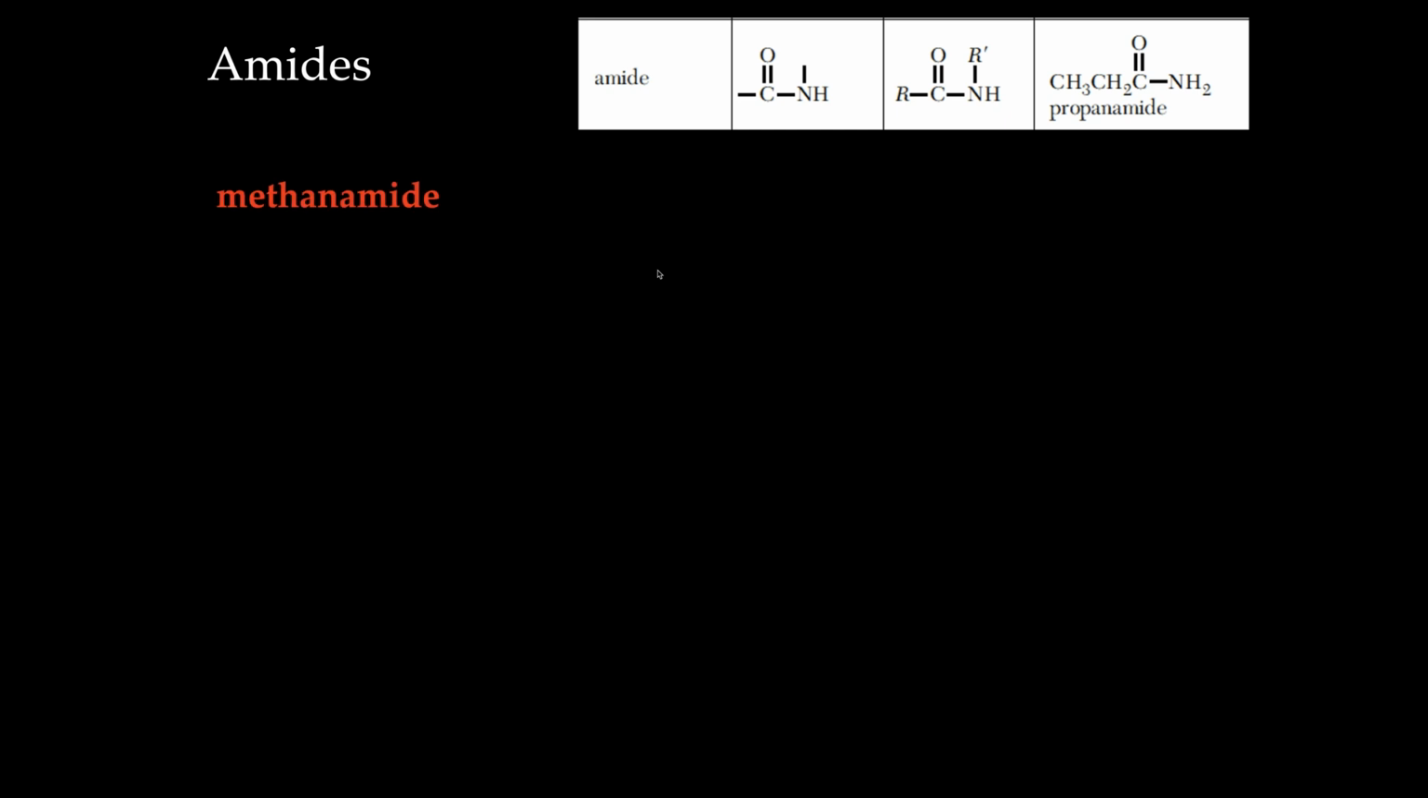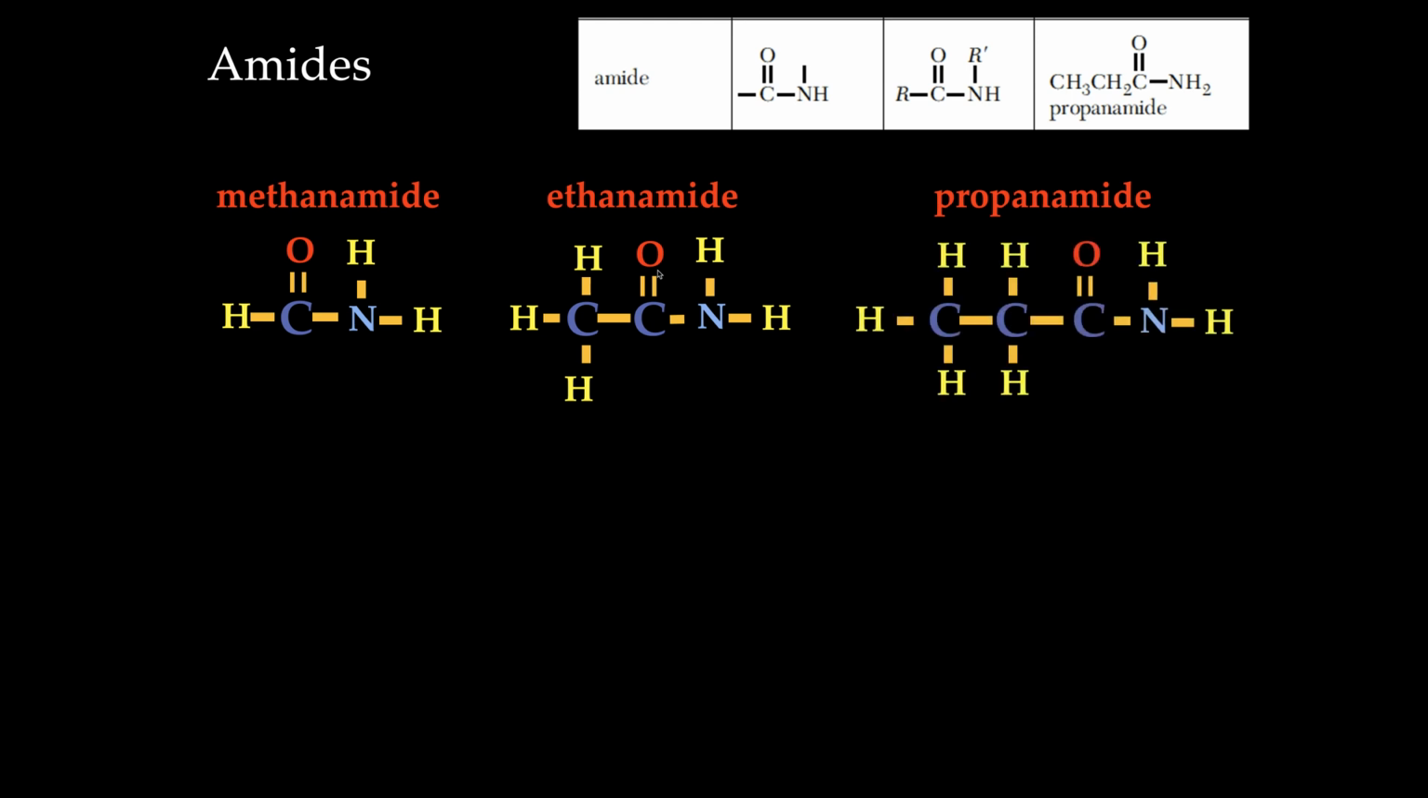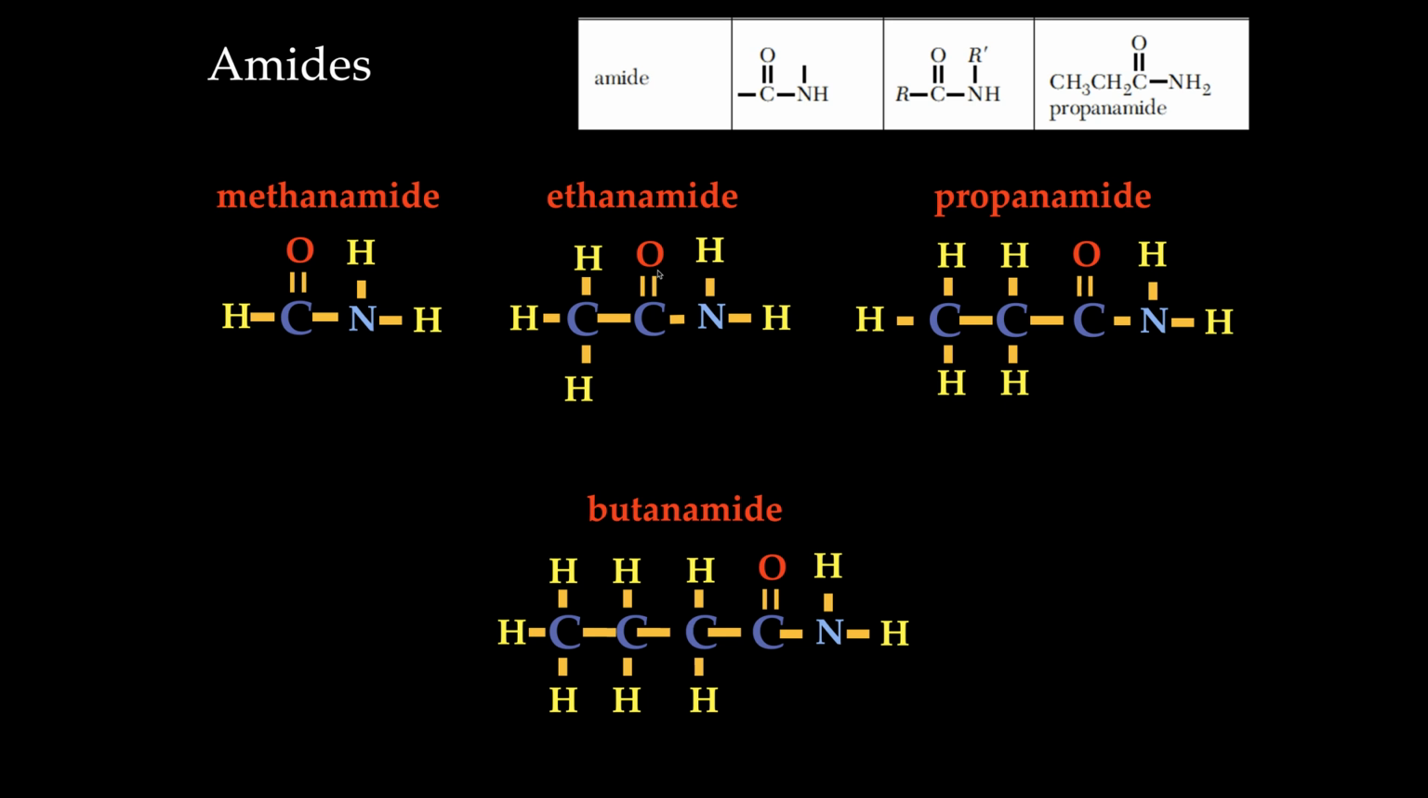Okay, amides. Methanamide would have 1 carbon with the amide group. Ethanamide would have 2 carbons with the amide group. Propanamide would have 3 carbons with the amide group. And butanamide would have 4 carbons with the amide group. In every single case, the amide group, CONH2, is on the end of the molecule, just like in organic acids.